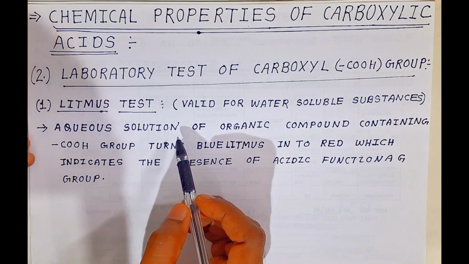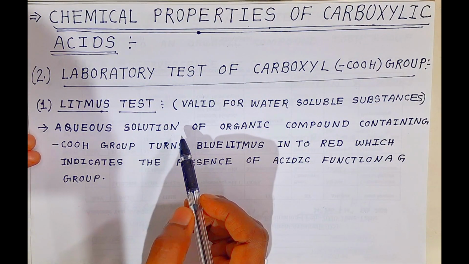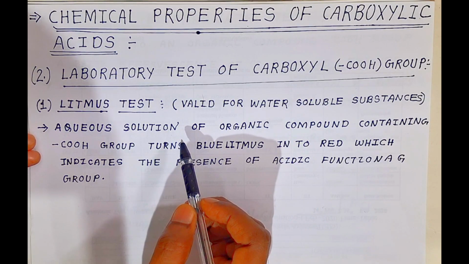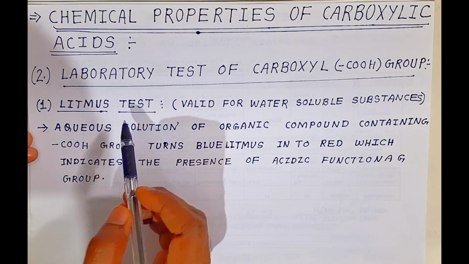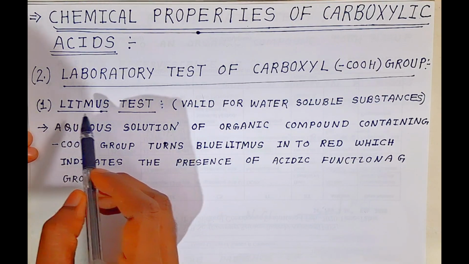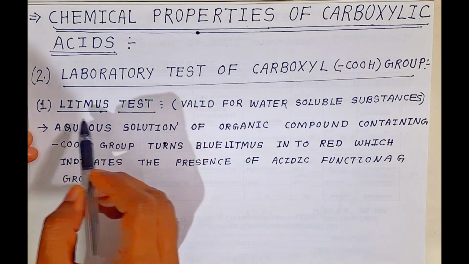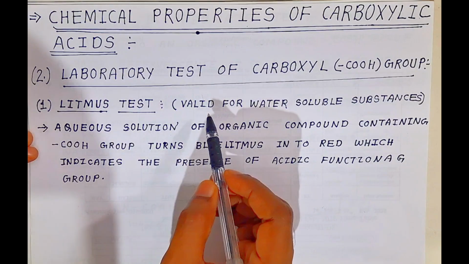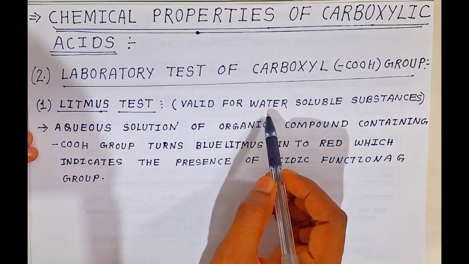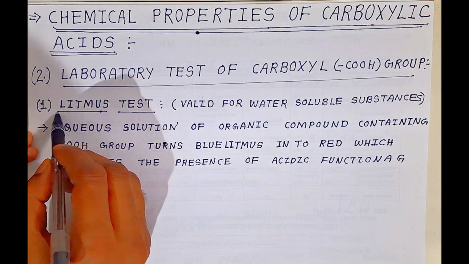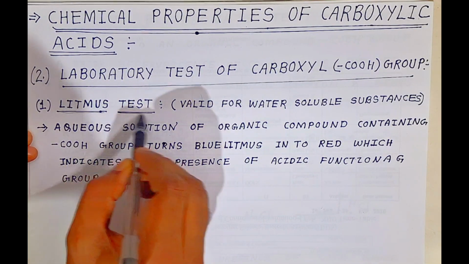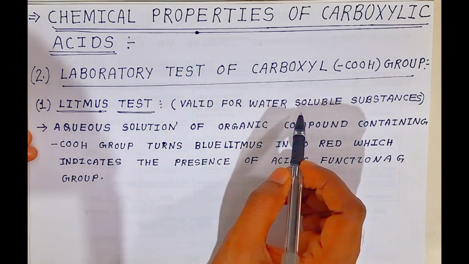Okay students, so here in the lab, now you have an organic compound, that we are going to test whether it is a carboxylic acid or not. So for that students, the first test is the litmus test. The litmus test is valid only for water soluble substances. Litmus test is only for an organic compound which is soluble in water.